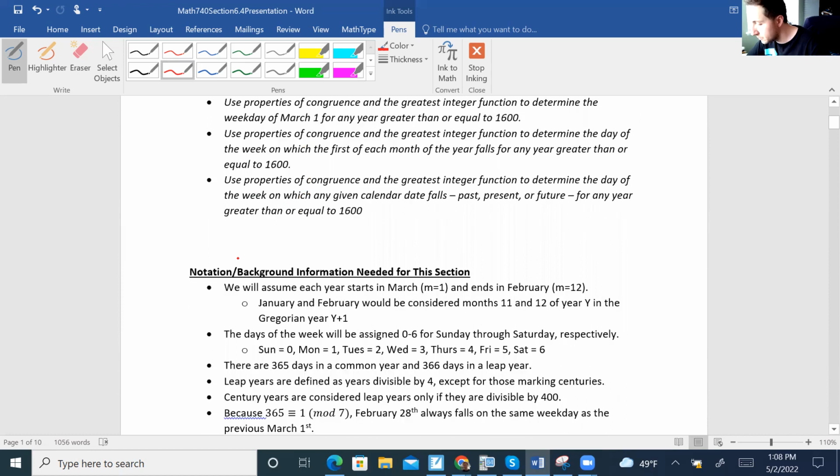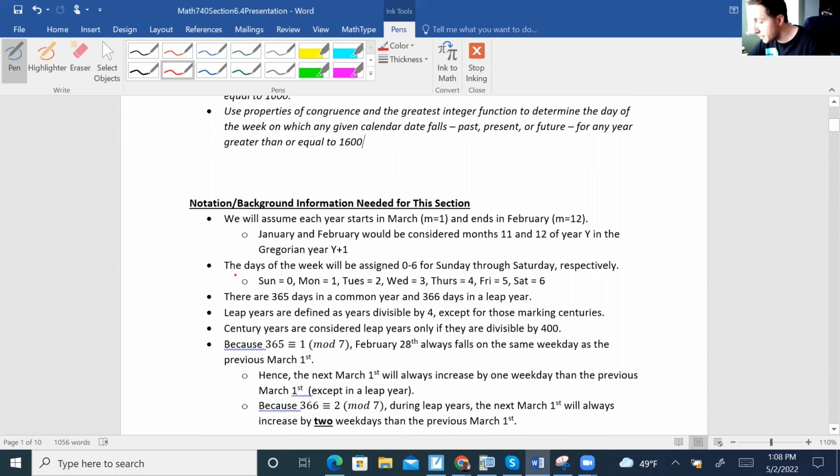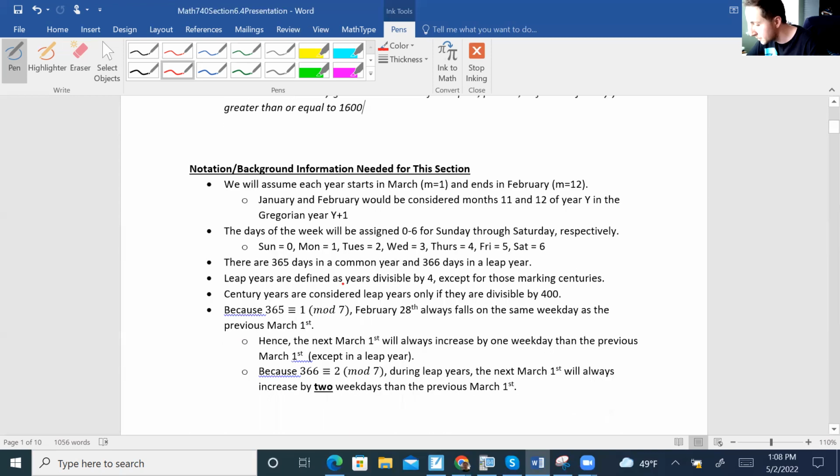A little bit of background information that we need for the remainder of the presentation and for the remainder of this section. So I'm just going to run through a few bullet points here. We're going to assume that each year starts in March. So March will be month 1, April will be month 2. That gets us through December being month 10, and we're going to consider January to be month 11 of the previous year, and month 12 would be February of the previous year. So January and February would be considered months 11 and 12 of year Y, even though in the typical Gregorian year that we're in right now, it would be considered year Y plus 1.